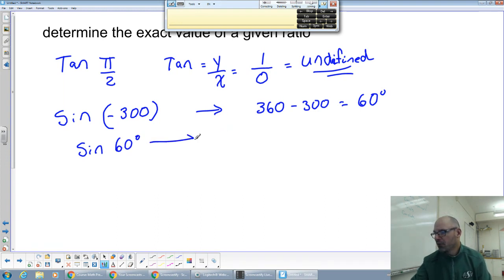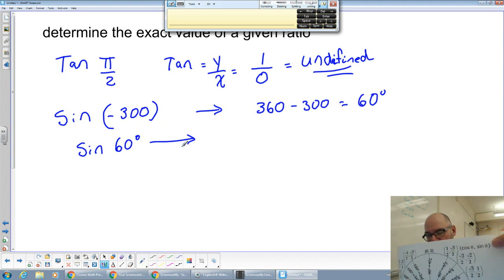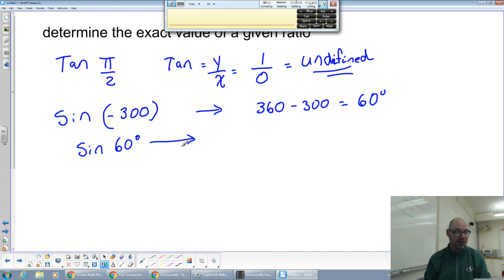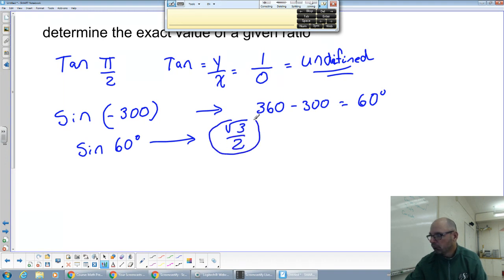Okay, so this is going to be something we just look up. Now, sine is quite easy to look up because if you look at it, it's just y, because we're using the unit circle. So it's the second point of 60 degrees. So sine of 60 degrees is root 3 over 2. Positive. So that would be the answer for that negative sine value. So we did one with a negative, one with a tangent that we had to divide.